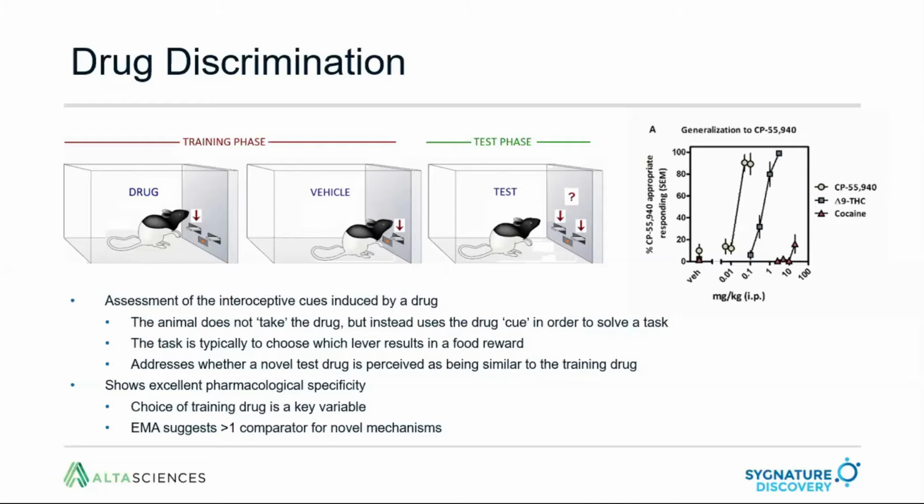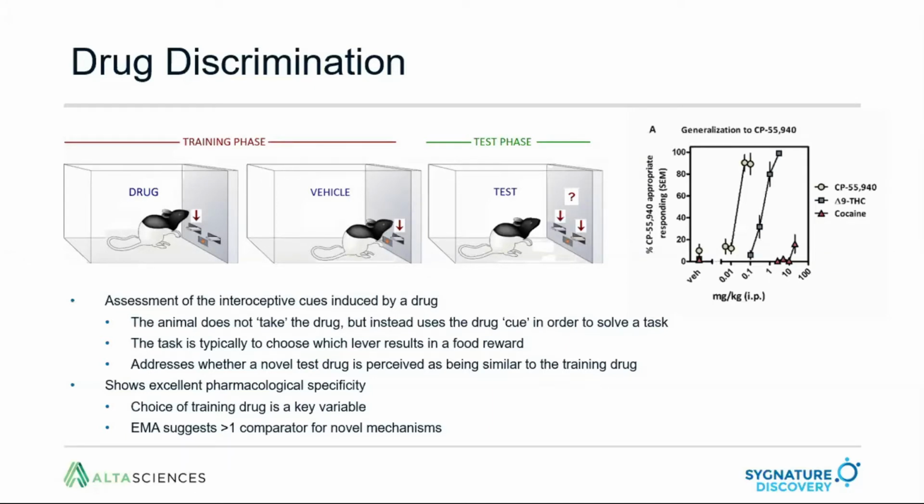So these are animals which were trained up on the CB1 agonist, CP55940. And you can see that actually when you give either that training drug or indeed another CB1 agonist, delta-9 THC, the animals choose the CP55940 lever, the training drug lever, showing that they see it as being similar as a training drug.